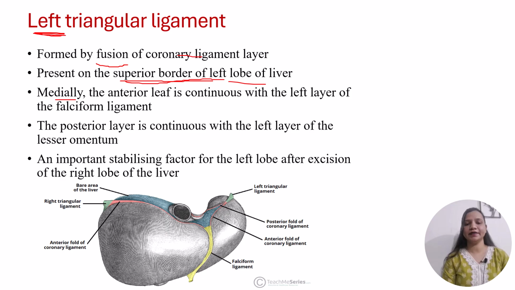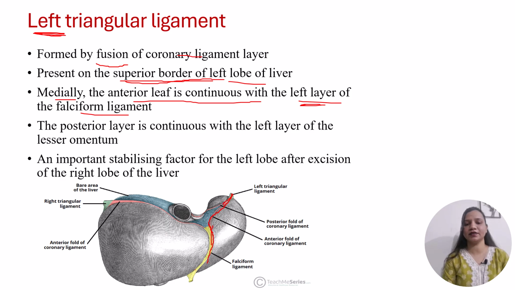Medially, the anterior leaf is continuous with the left layer of the falciform ligament. I have already mentioned in the previous slide on the falciform ligament that the left layer of the falciform ligament continues medially with the anterior layer of the left triangular ligament. You can appreciate here that this left layer of the falciform ligament becomes continuous with the anterior layer of the left triangular ligament.